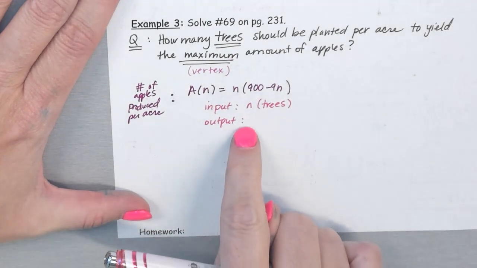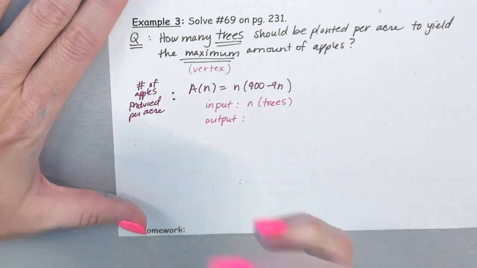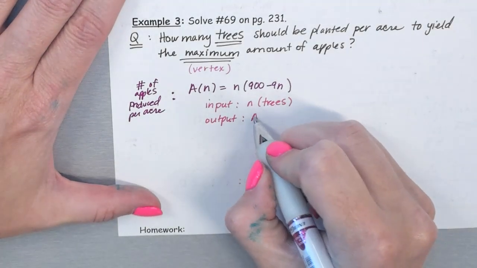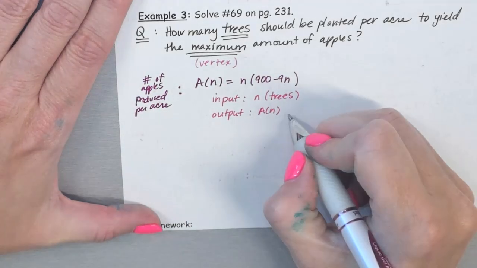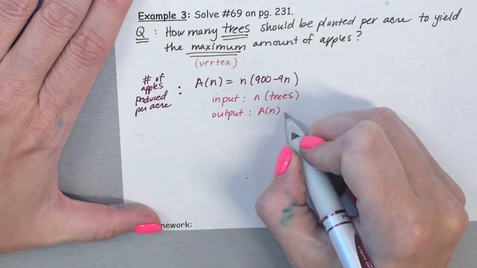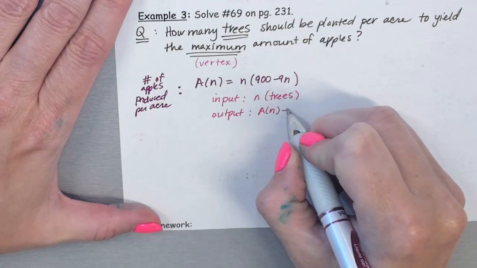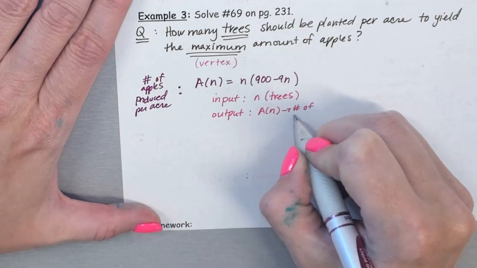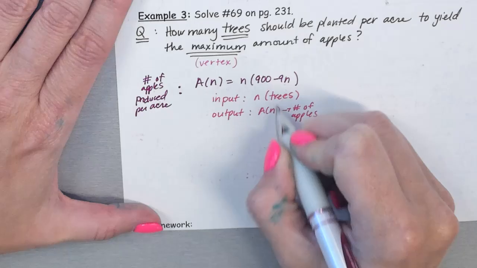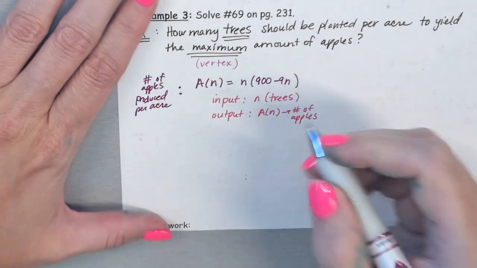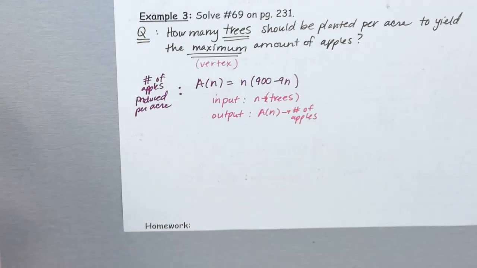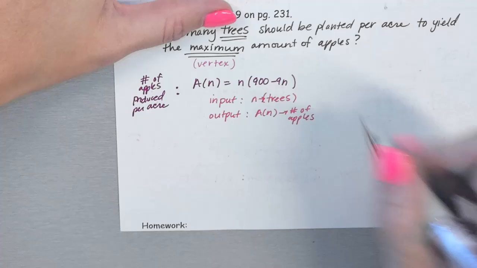Sometimes they might ask you to find the output, okay? Your output is the A of N. And because it says that's the number of apples produced per acre, that means it's the... sorry, that's not parallel, but I just drew the arrow. A of N is the number of apples, N is the number of trees. Okay, so we have to find N.